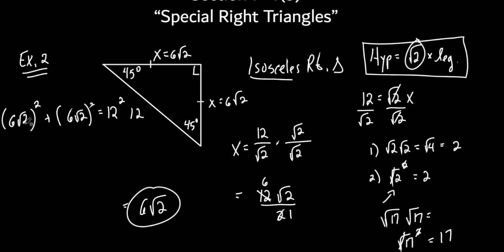Agreed? Let's see if it does. Can you do this in your head? If I'm going to square both of these things, 6 squared is 36. Square root of 2 squared is 2. 36 times 2, do you know that in your head? 72. Good. So that's 72. Plus, that's the exact same thing, right? So that's 72. What's 12 squared? 144. Do they equal 144? It sure does. So it does work, doesn't it?